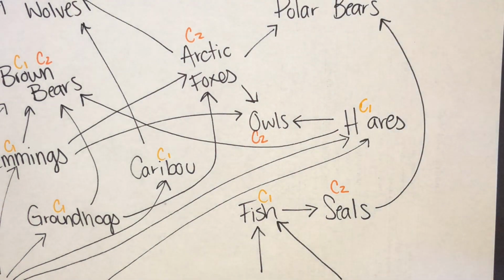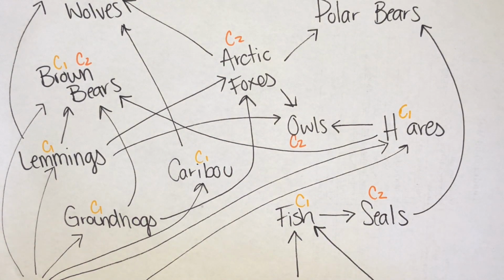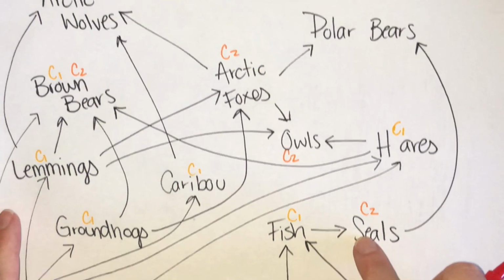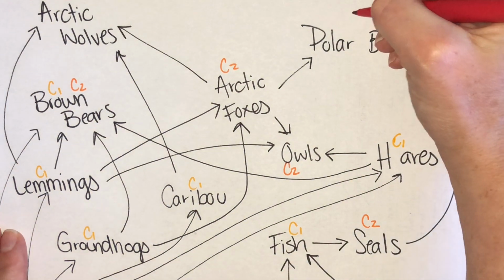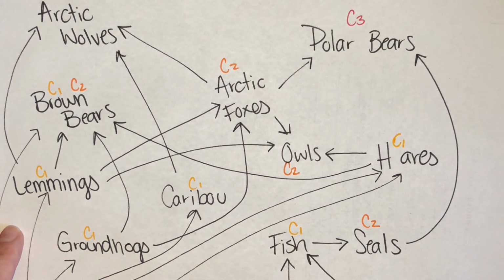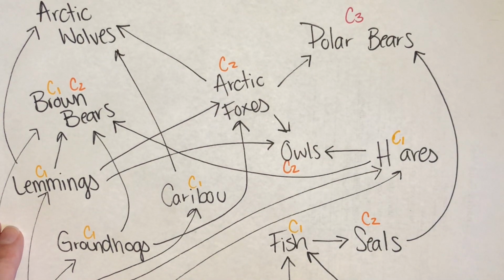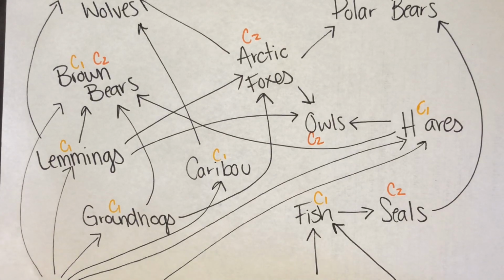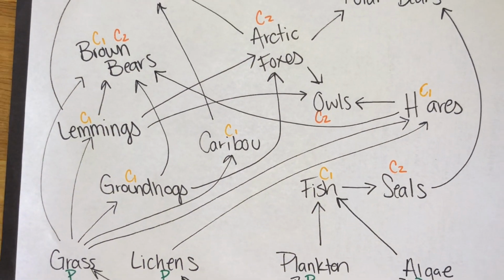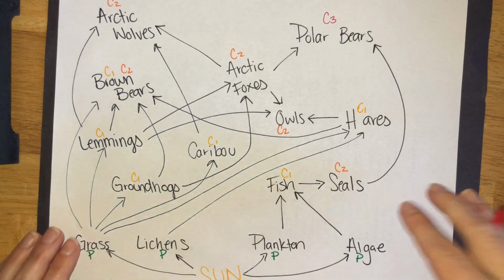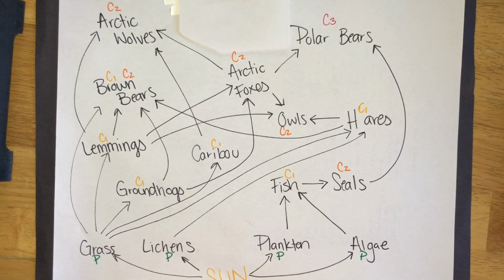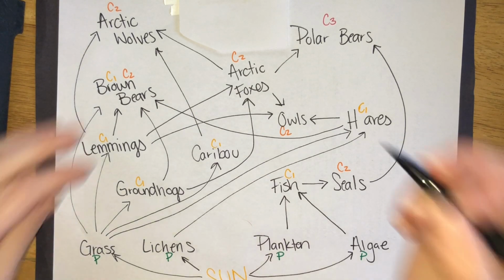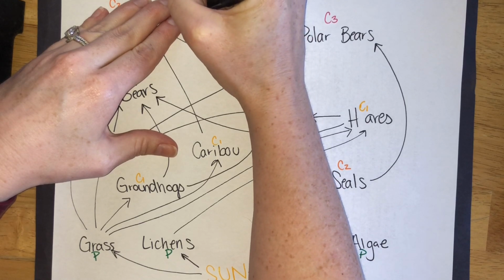Okay, and next I have my C3, my tertiary consumers. That's anything that eats a secondary consumer. So, polar bears eat seals and Arctic foxes, which are both C2, so that makes them a C3. And I think that is it. Okay, so now I am done with my food web. And I almost forgot my last step. I'm going to label this. This is my Tundra food web.